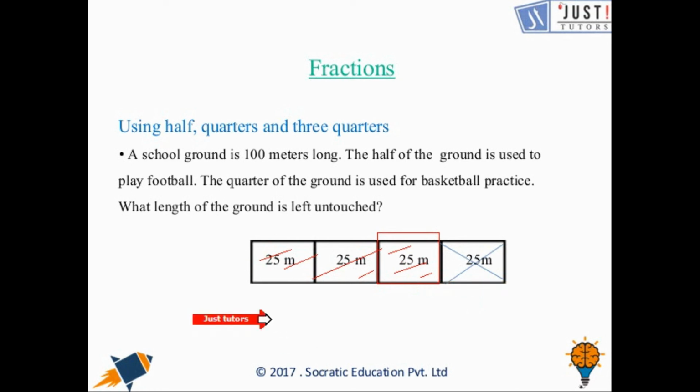So we can take help of a bar model to divide any amount or any length into quarters, or to find 3/4, half or a quarter.